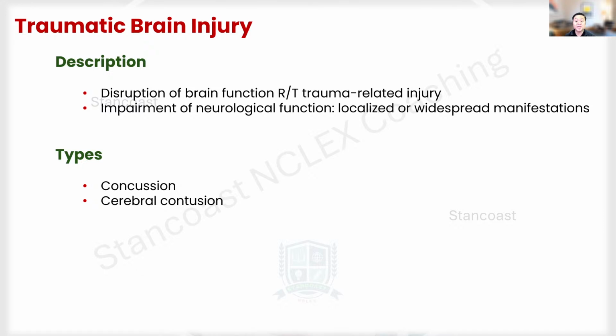Now, take note, guys, we have number 3 here, which is the intracerebral hematoma. So what is this? This is the bleeding within the brain tissue itself, and this can also lead to swelling and increasing pressure in the brain. I'm talking about the intracranial pressure.